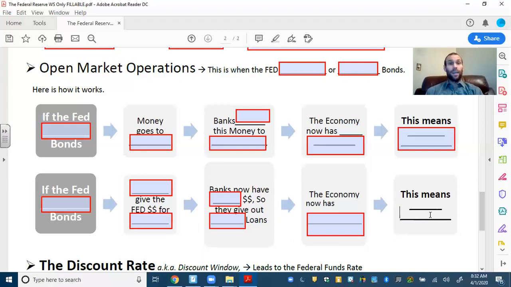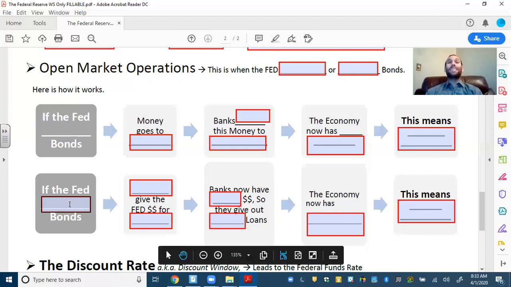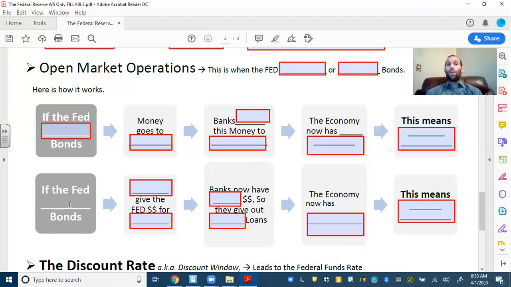And if you're wondering, hey, what's the Fed doing right now? Are they buying bonds or are they selling bonds right now? Well, the answer to that should be clear to you. Since we're kind of on the verge of a recession and the economy's hurting, clearly the Federal Reserve is buying bonds up here.